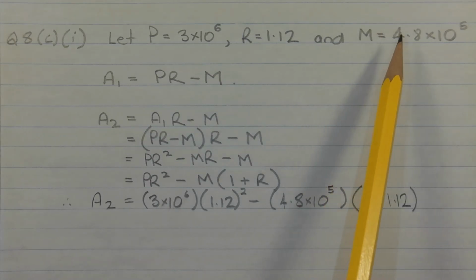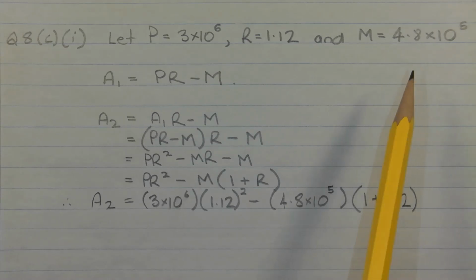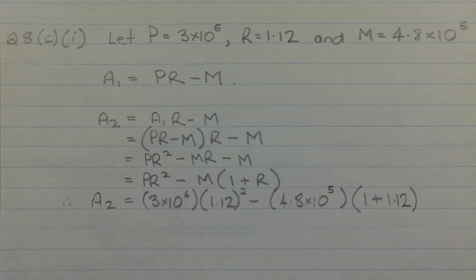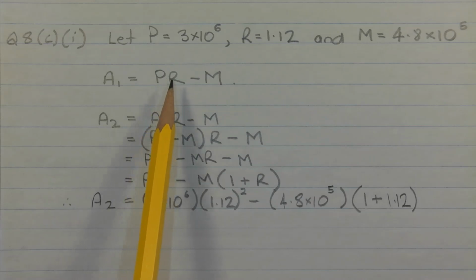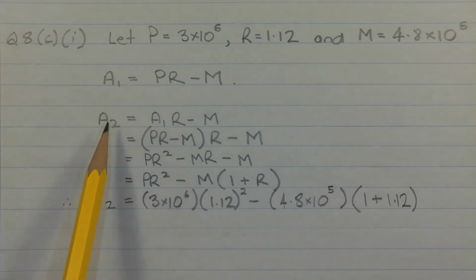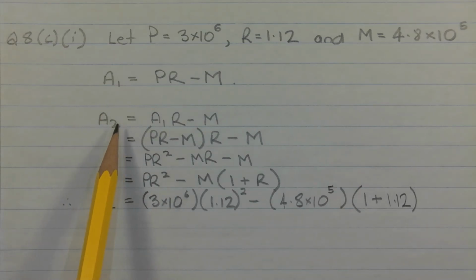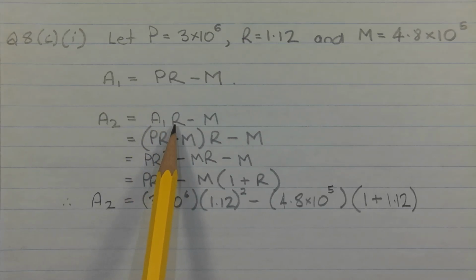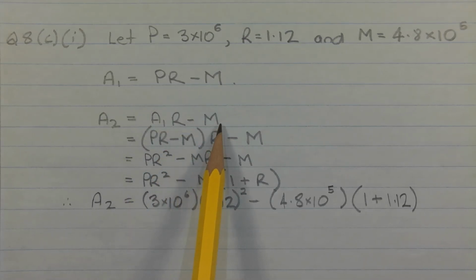And M represents the value of the repayment, again in scientific notation, which is 4.8 times 10 to the power of 5, or $480,000. So A1, which represents the amount owing at the end of the first year, is the amount borrowed increased by 12%, take away the repayment. So PR minus M. Now the amount owing at the end of the second year is equal to the amount owing at the end of the first year, increased by 12% again, so multiplying that by R, and then taking away another repayment of $480,000.